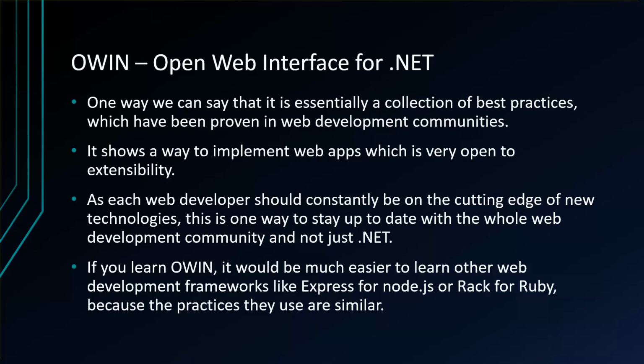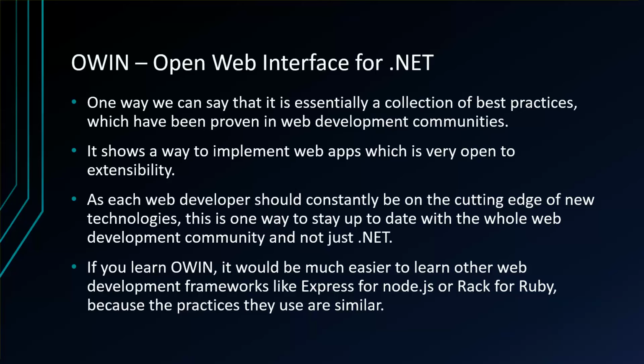So one way we can say that it is essentially a collection of best practices which we have proven in the web development community. There are other development areas beyond the web that are still using OWIN and have succeeded in many areas, and there are success stories and testimonials from using OWIN architecture in their implementation. So OWIN shows us how to implement web applications that are very open to extensibility. Moreover, by using OWIN, our applications can be extended.